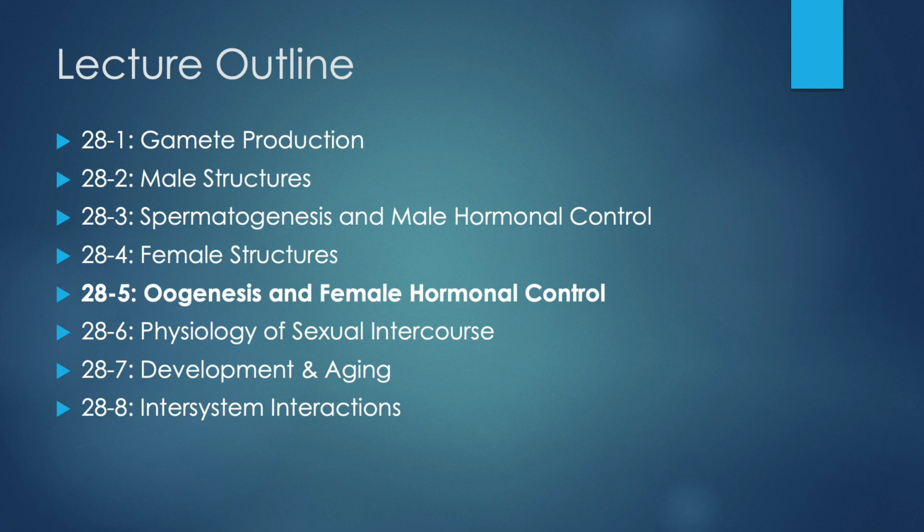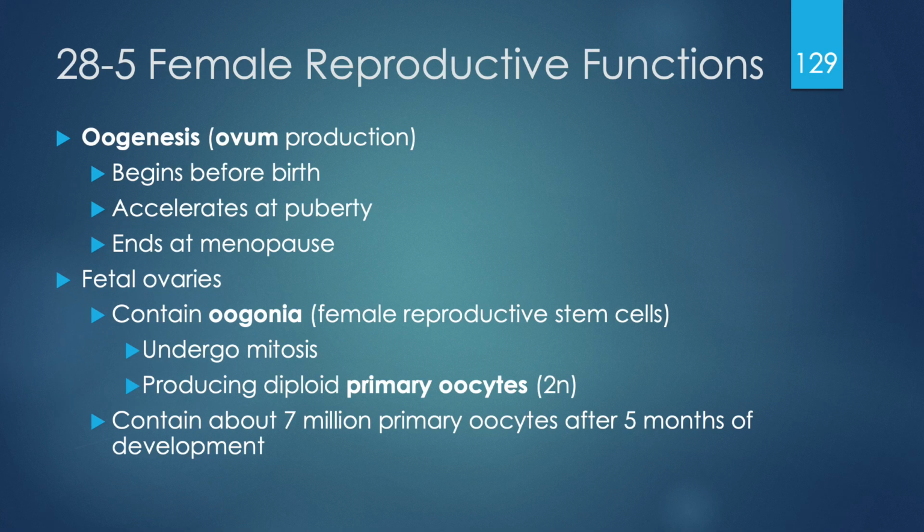Onwards, let's look at section 28.5, oogenesis, and the female hormones that control the female reproductive system. Oogenesis is the process of producing ova, or singular ovum. Oogenesis begins well before birth, and the process accelerates at puberty, but it has a full hard stop at menopause. The fetal ovaries will contain numerous oogonia, which are the female reproductive stem cells, which will then undergo mitosis, producing diploid primary oocytes. These fetal ovaries will have about 7 million primary oocytes after 5 months of development, and these are all of the oogonia that we will ever need.